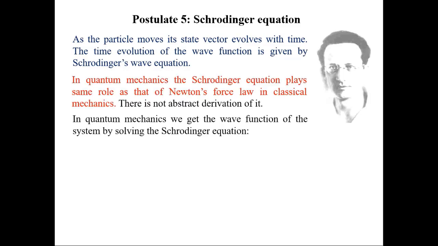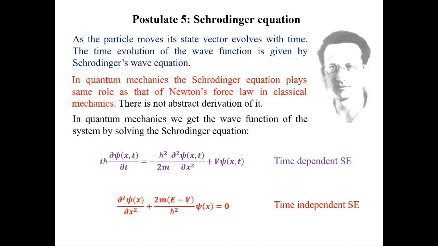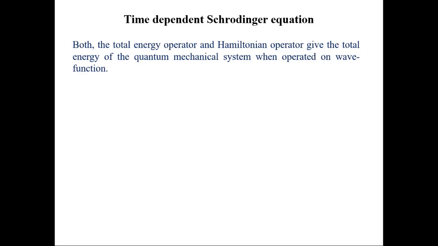There are two forms of Schrödinger equation. One is time-dependent form and another is time-independent form. I shall try to give a method to find it, or more truly, the method to remember it. So get ready for some mathematical exercises now. Let us start with time-dependent Schrödinger equation.